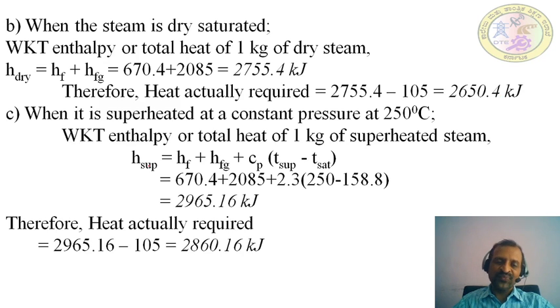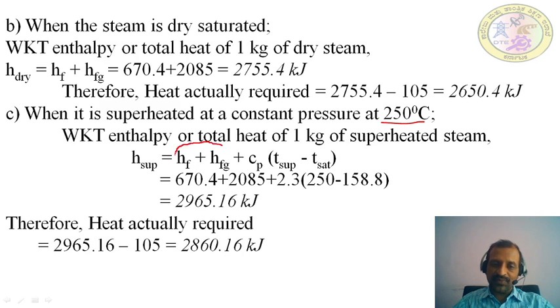The third case, when it is superheated at a constant pressure at 250 degrees Celsius. The steam becomes superheated when it reaches a temperature of 250 degrees Celsius, keeping the pressure constant. We know that the enthalpy or total heat of 1 kg of superheated steam, that is H sup, is equal to HF plus HFG.